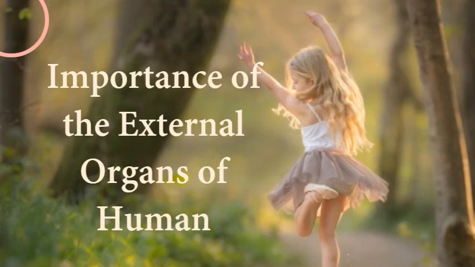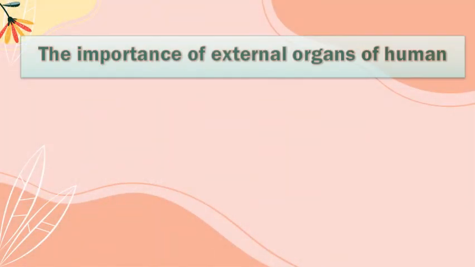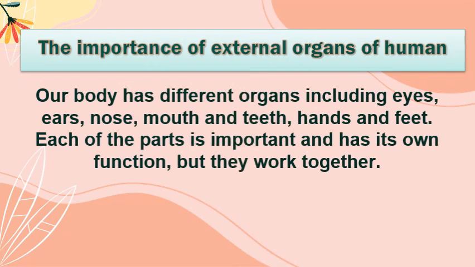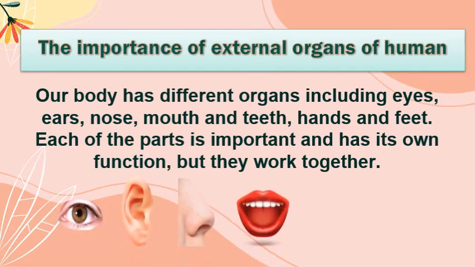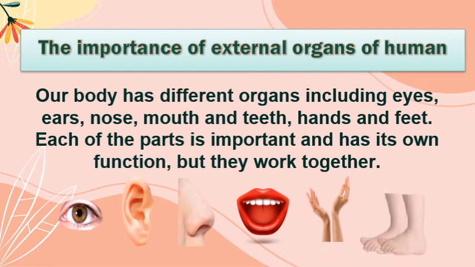Today's lesson is about the importance of external organs of humans. Our body has different organs including eyes, ears, nose, mouth, and teeth, hands, and also feet. Each of the parts is important and has its own function, but they also work together.